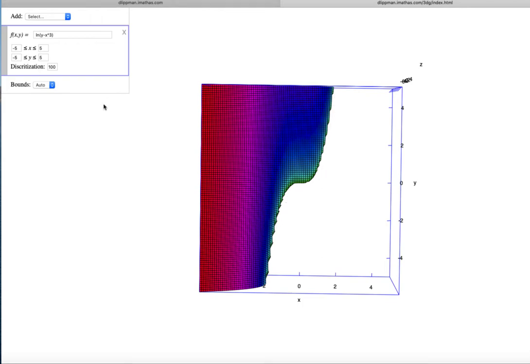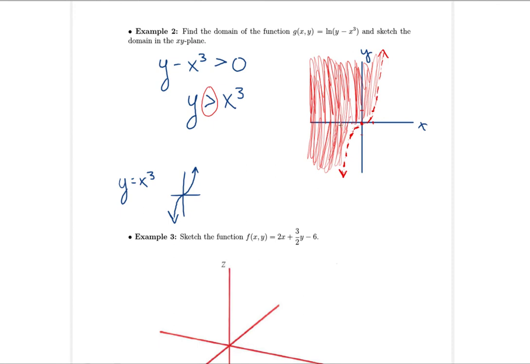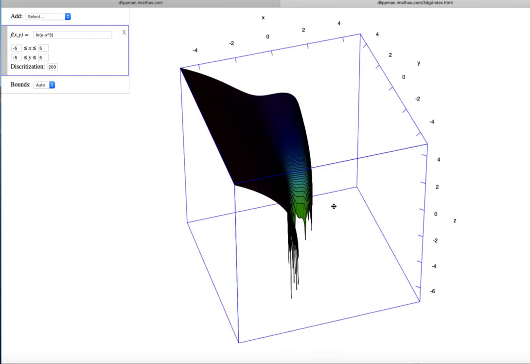And if you don't like those little ridges there, you can just increase further your discretization, and so then it's even a little smoother. Maybe I go up to 200, and look at that, that's even better. So hopefully you're getting an idea of this: if I look straight down on the XY plane, this is the region where the surface exists. This is the region where it doesn't exist, right? Going back here, that's what I graphed in that spot right there. All right, and that's what's happening. And then here's just a different view of that function.